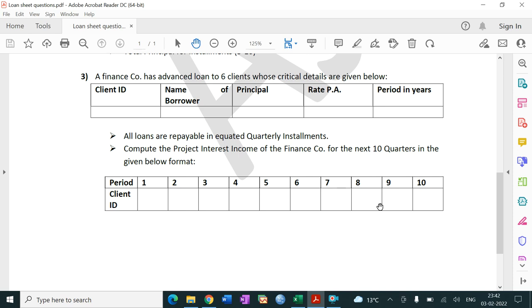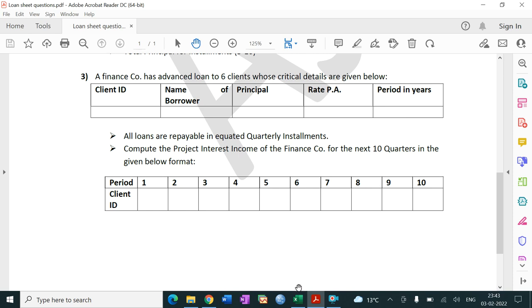Now, as you have seen, nothing is given about who these clients are. What is the principal amount, that means the amount of loan taken by these clients? What is the rate of interest fixed by the company? What is the period in years, that means for how many years they have taken the loan? Nothing is given. So in this case, we need to assume everything. We can't apply a lookup, and we can't even create a list with the help of data validation, because nothing is given. No single absolute value is given to you, right? So everything we need to assume.